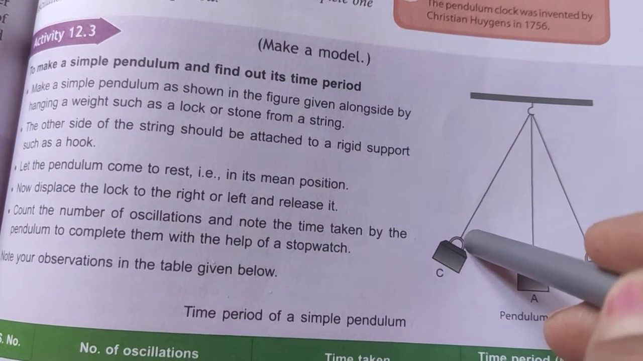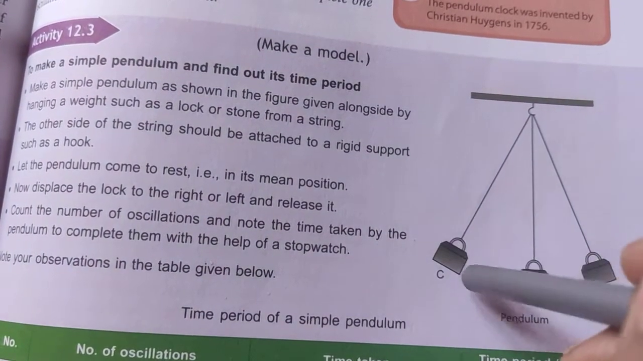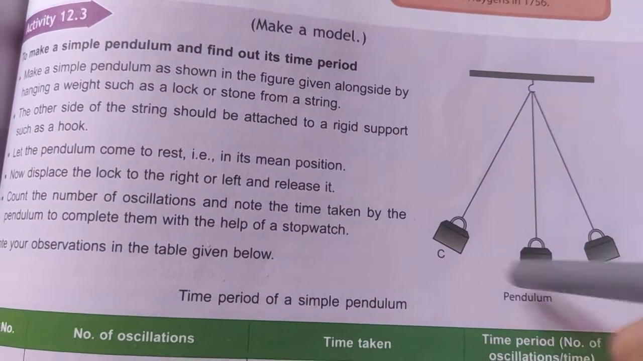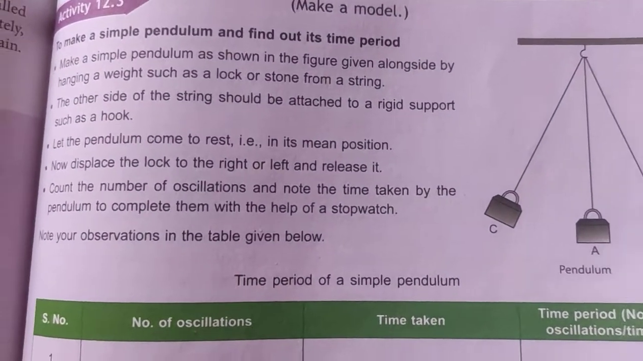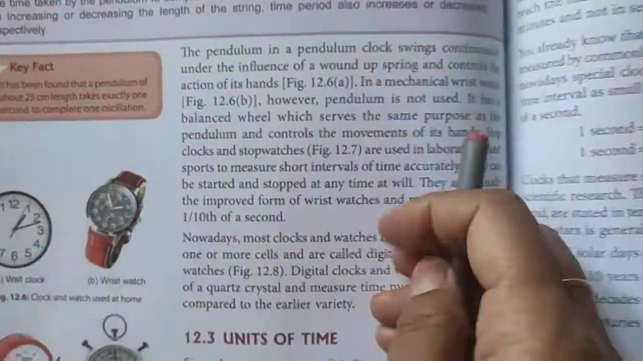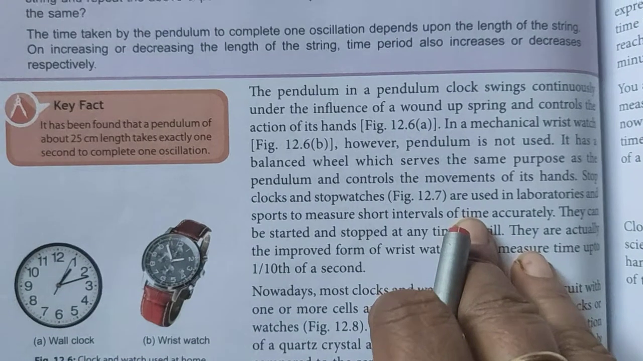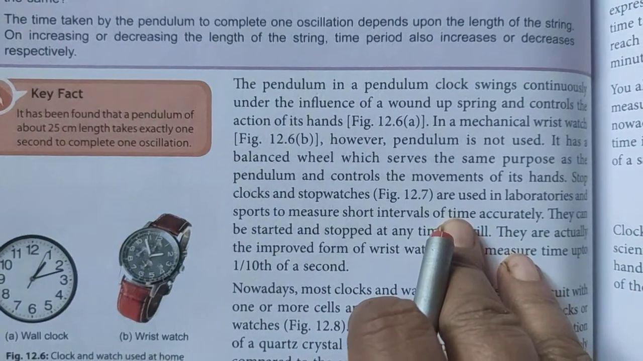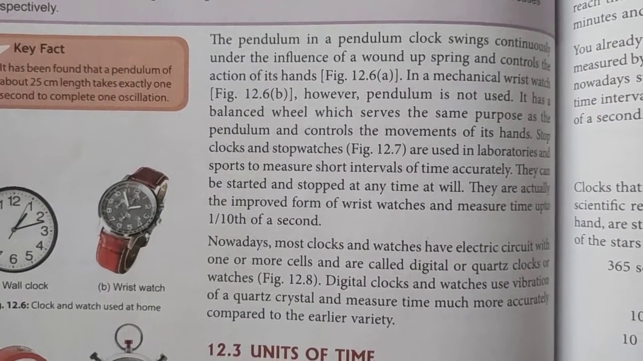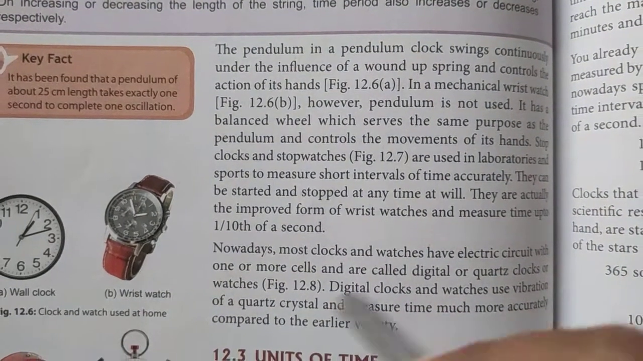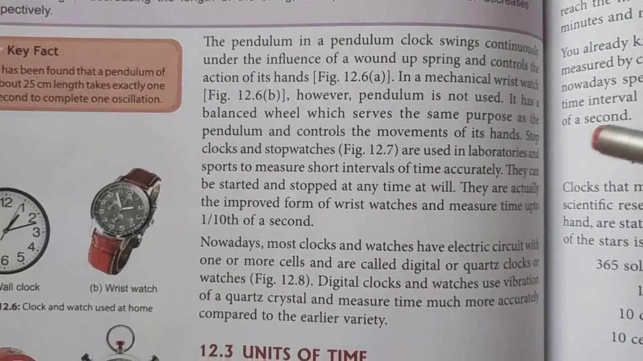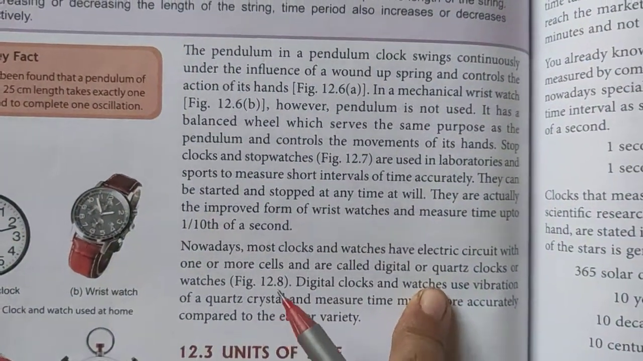Now, if the length of the thread is increased or decreased, the time taken by the pendulum to complete one oscillation will also change. It means the time taken depends upon the increase or decrease of the length of the string. So if you change the length of the string with which the bob is freely suspended, the time period will also change. The time period increases or decreases.